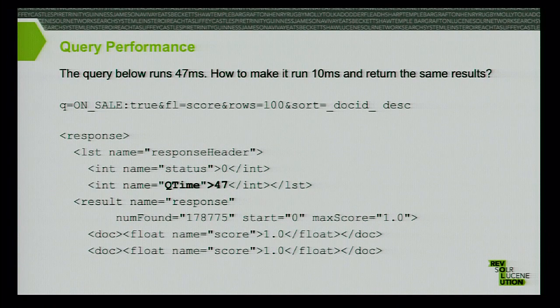All right. The query runs 47 milliseconds. How to make it run in 10 milliseconds and return the same result? Hit it twice? Do I win? Hit the cache? Is that not a good enough one? What the query on sale true, field list equals score, rows equals 100, sort doc ID descending. Doc ID descending? That's an excellent question.